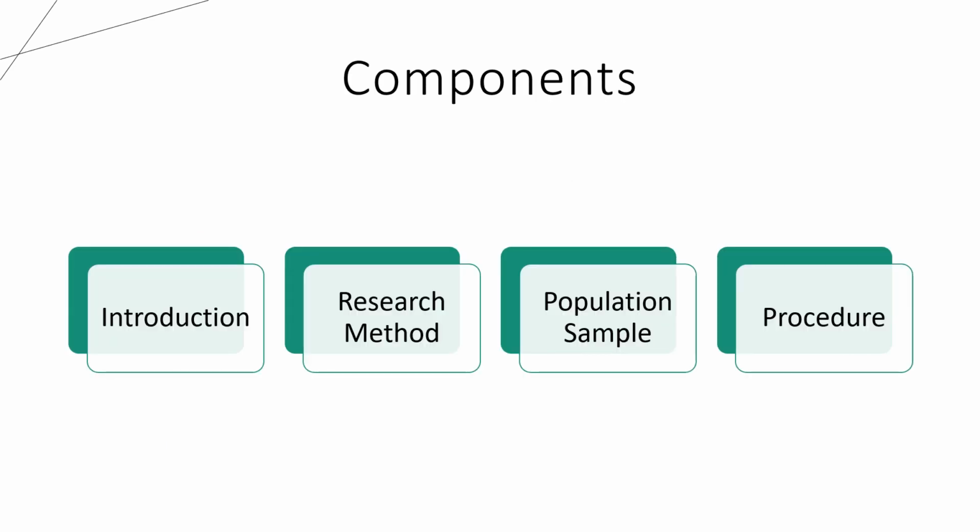The required components of this section are listed on your template, but I wanted to go over them now as well. First, you're going to give an introduction. This introduction does not need a subheading. You'll just put it directly underneath your research methodology heading, but you want to include the introduction. Then the next three will have subheadings: research methods, population sample, and procedures.